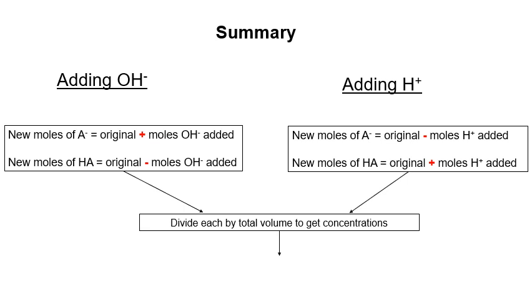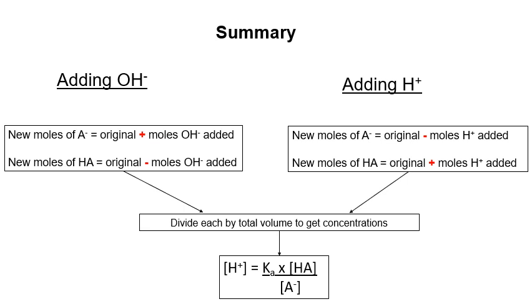After that point, these calculations become the same. Once you've got the new moles of A minus and HA in each case, you divide each by the total volume to get the concentration, and finally plug them in that calculation to get H plus. So you can see what the differences are and how they come together in similarity for these calculations.